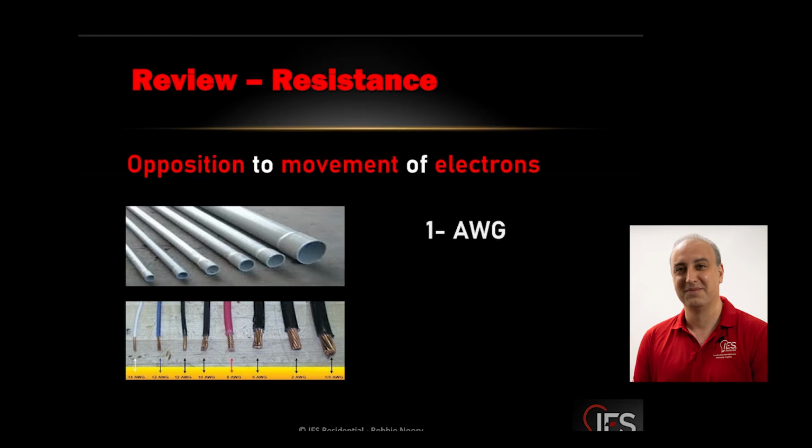But gauge, so we're talking about cross-section. So this is a higher gauge pipe than this one. Same thing for our wire: 1/0 is a higher gauge than 14 gauge. So 12 gauge is a higher gauge, meaning it's got a bigger cross-section.